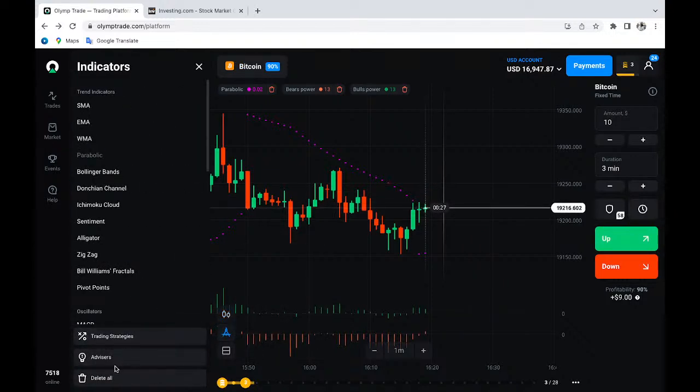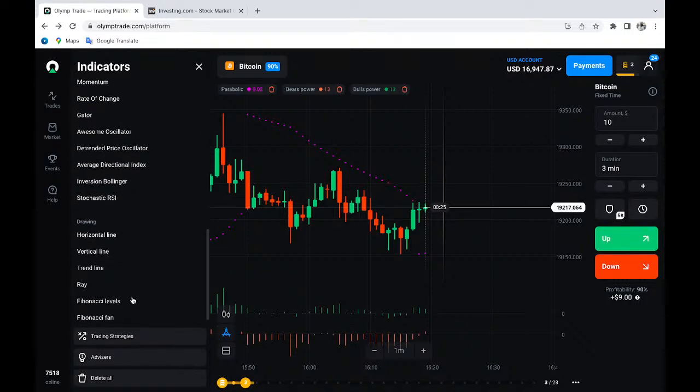There you will get advisors as well. If you want to draw something on your screen, you can use a horizontal line, a vertical line, a trend line, a ray, Fibonacci level, or Fibonacci fan, so you can go from here.